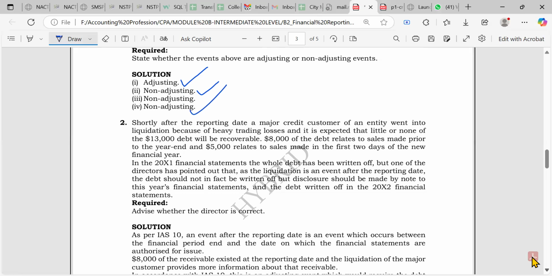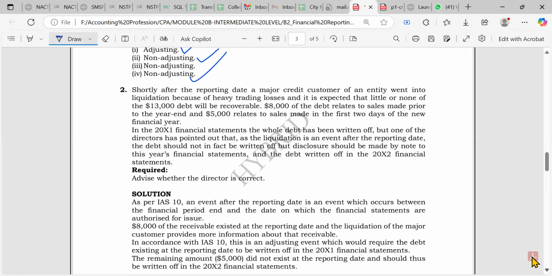Okay, let's look at this. We are required to advise whether the director is correct or not. Okay, let's read the scenario. We are told here shortly after the reporting date, a major credit customer of an entity went into liquidation because of heavy trading losses. Okay, and it is expected that little or none of the $13,000 debt will be recoverable. Okay, so you have the trade receivables in your books at how much?